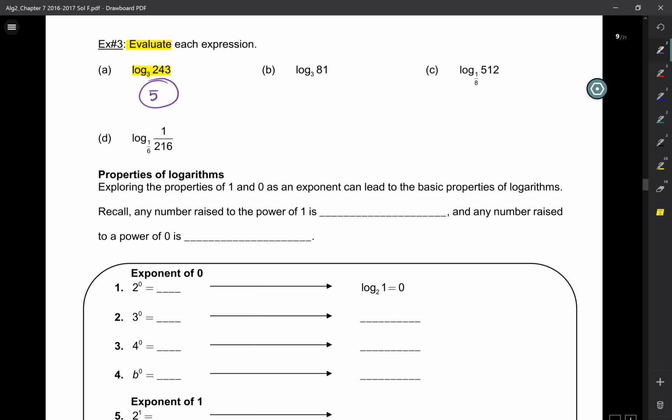The answer is not... Oh, you don't put the whole thing in. Right. So the answer is not 3 to the power of 5. Remember, the answer to a logarithm is a what? An exponent. You just need the exponent. Okay? All right, what about the next one?